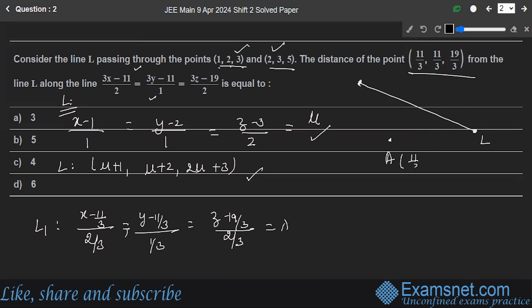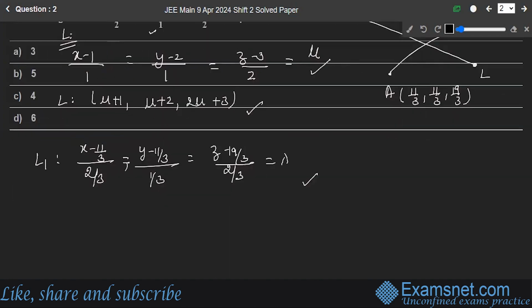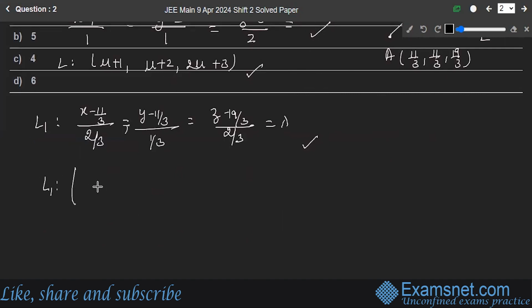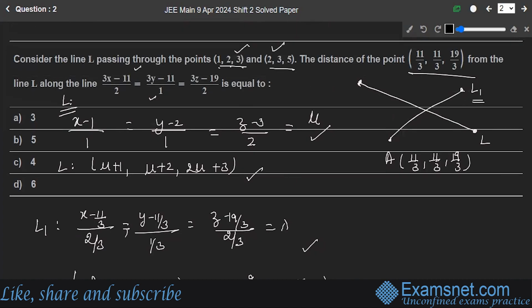Have it as A, (11 by 3, 11 by 3, 19 by 3), and this is your line L1. The point A is along the line L1. Now, any general point on this line will be given by 2 by 3 lambda plus 11 by 3, lambda by 3 plus 11 by 3, 2 by 3 lambda plus 19 by 3. So this is the general point on L1, and on line L also we have a general point, for their point of intersection, right?